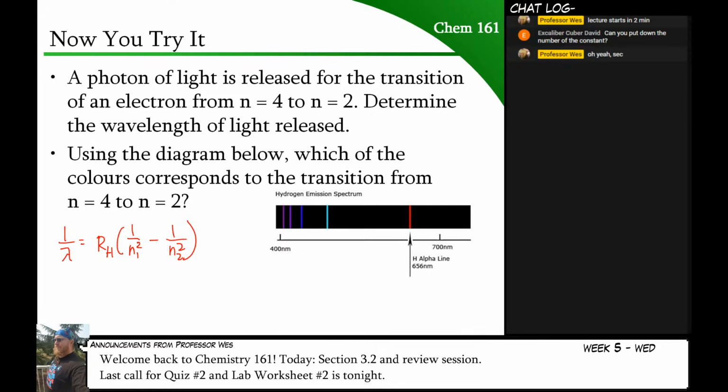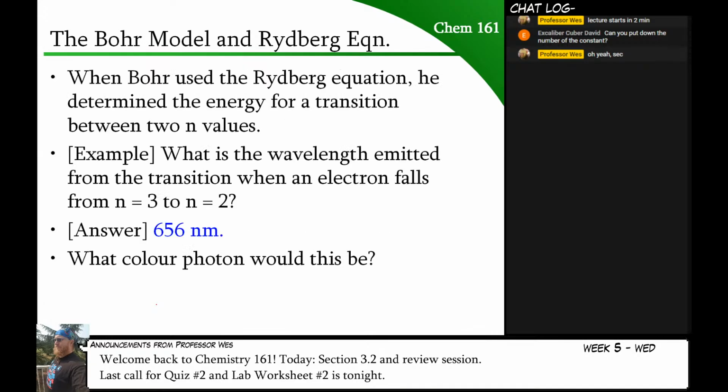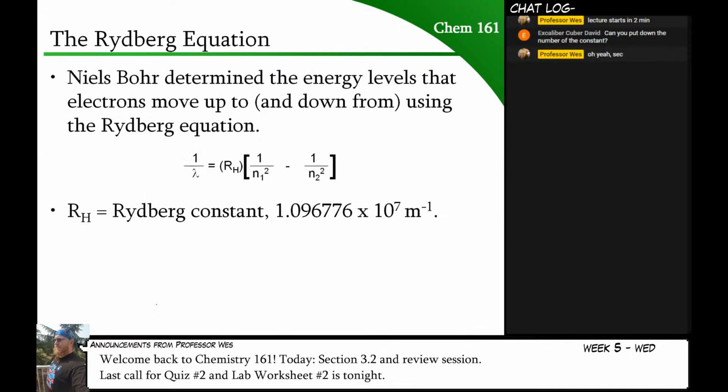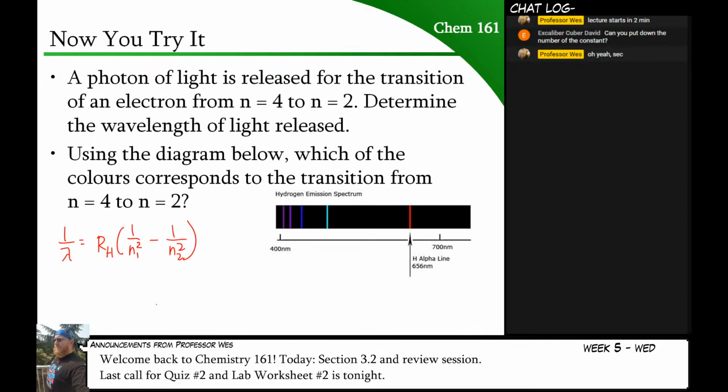Sorry, I immediately went into my email and someone asked for the constant. So let me go get that. It's like 1096776, and I never remember it. I remembered it. What do you know? Okay, so I'll write that back down over here. So R_H is 1.096776 times 10 to the 7 per meter.